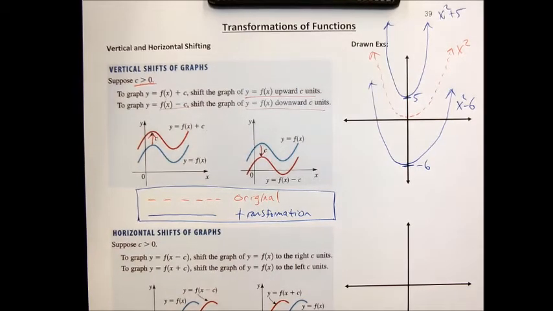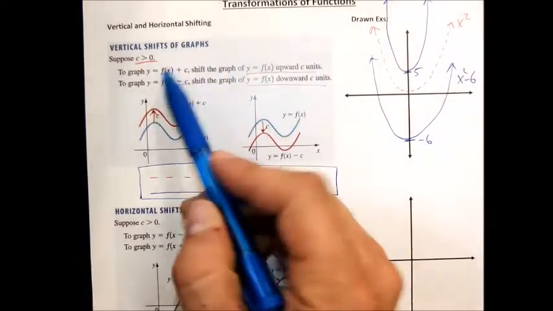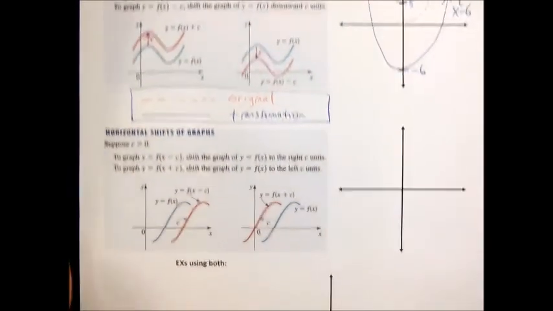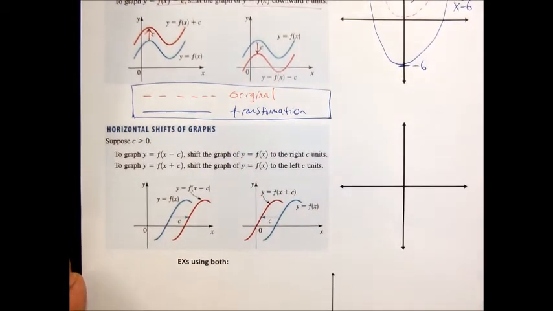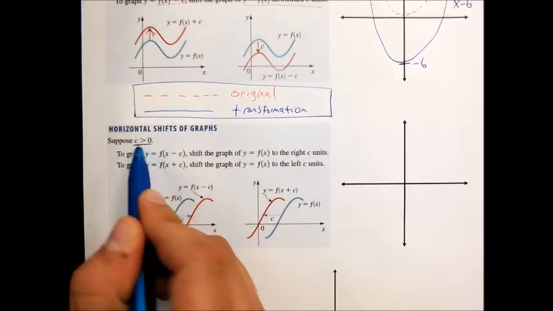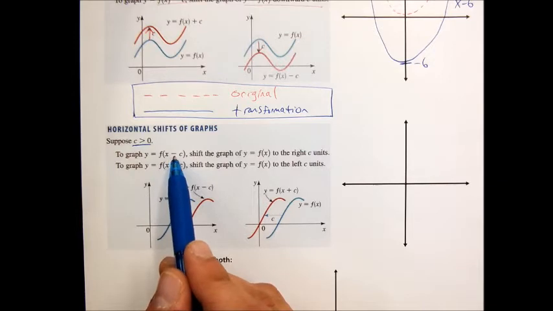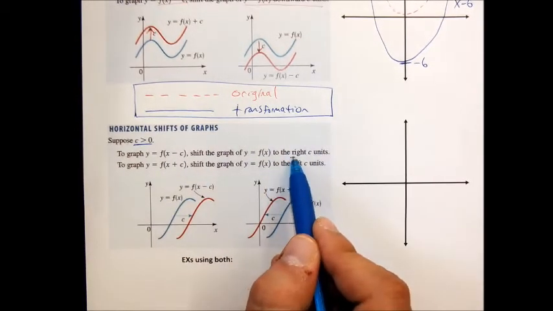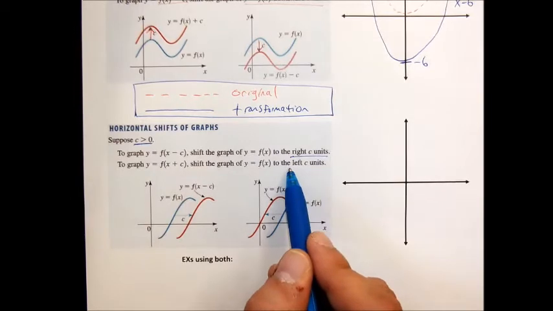Is everyone set with this one? So that's a vertical shift, right? This is a vertical shift. The next one is talking about horizontal shifts. A horizontal shift is left and right, obviously. Again, let's pretend c is a positive number. If we plug x minus c into a function, that will move the graph to the right c. And if we plug in x plus c into a function, that moves that function to the left.